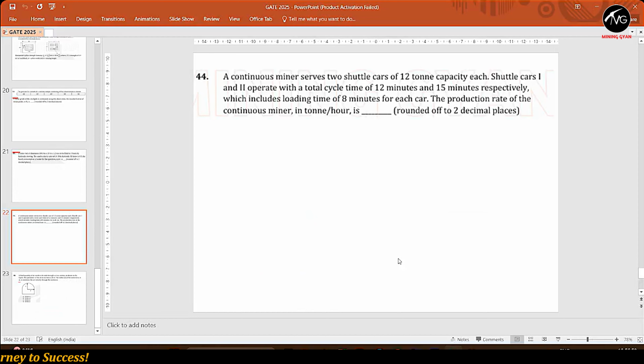This continuous miner serves 2 shuttle cars of 12 ton capacity each. Both shuttle cars operate with a total cycle time of around 12 minutes and 15 minutes respectively, which includes the loading time of 8 minutes for each car.